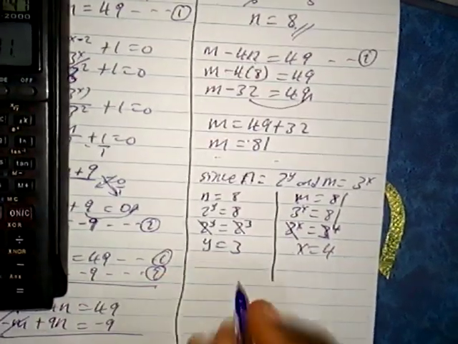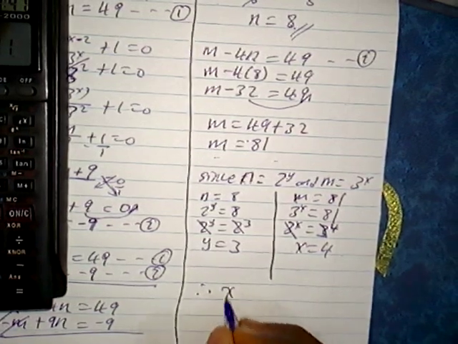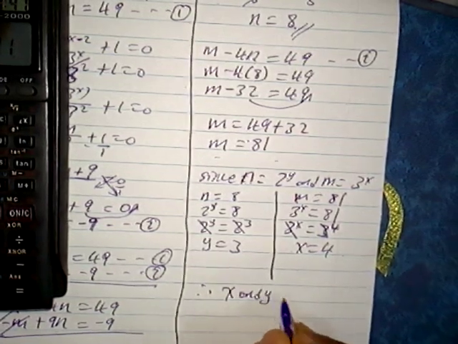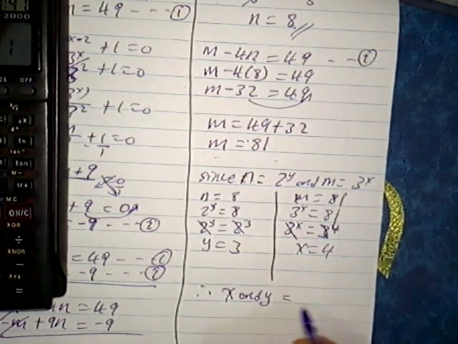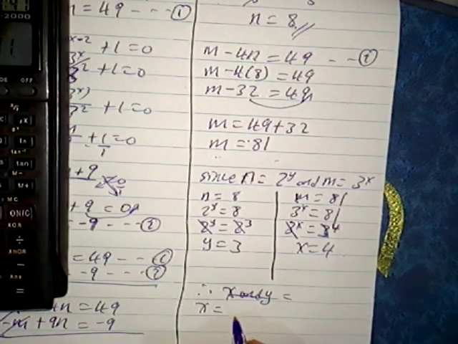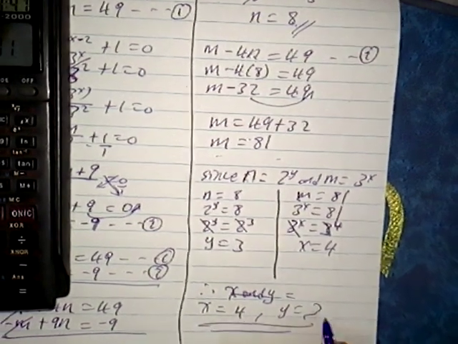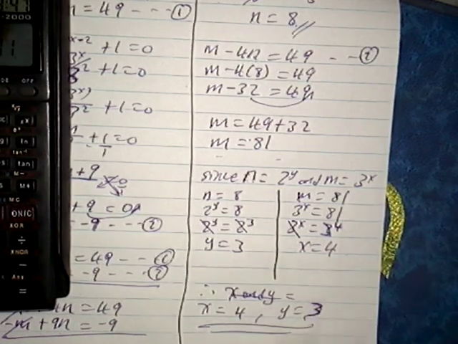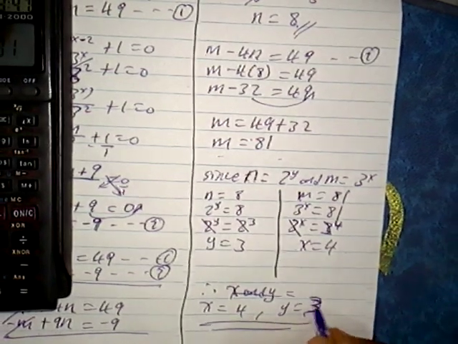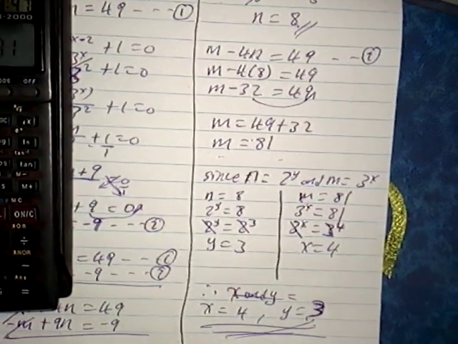You see? So therefore, the values of x and y are equal to what? The value of x equals 4, and the value of y is equal to 3. This is your answer. Do you see it? This is your answer. Please, if you don't understand, replay the video.